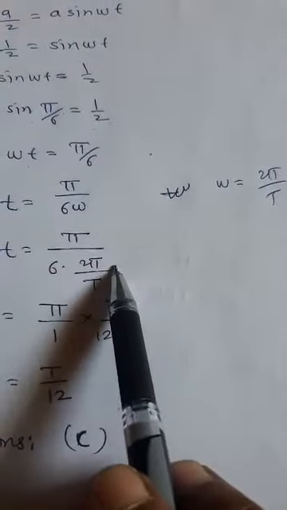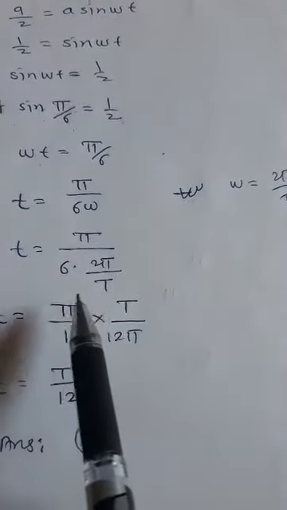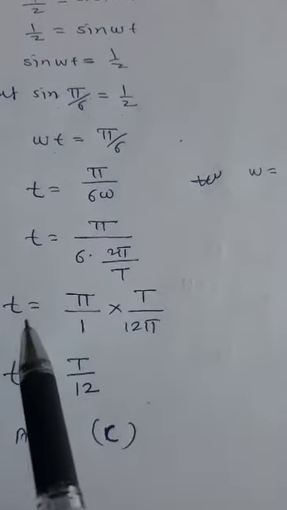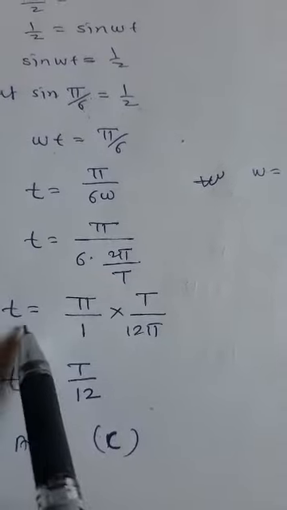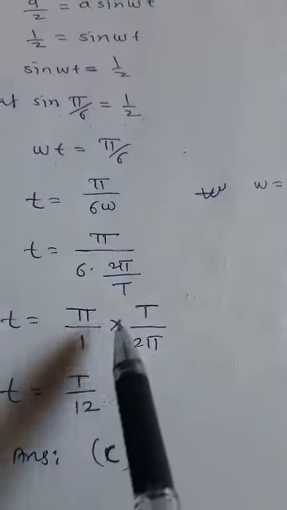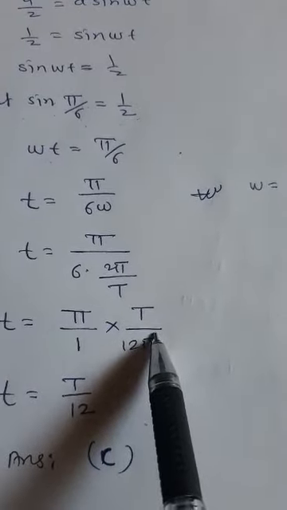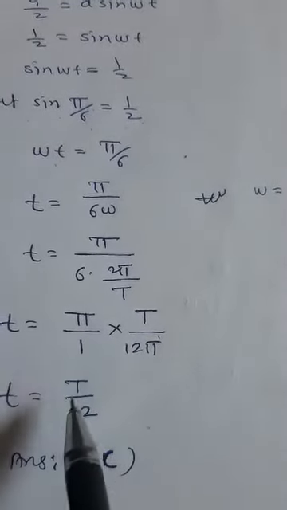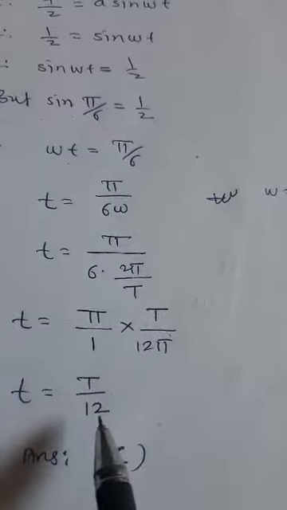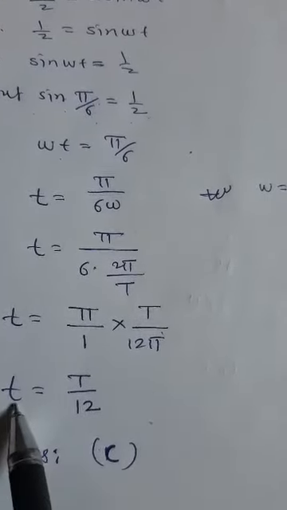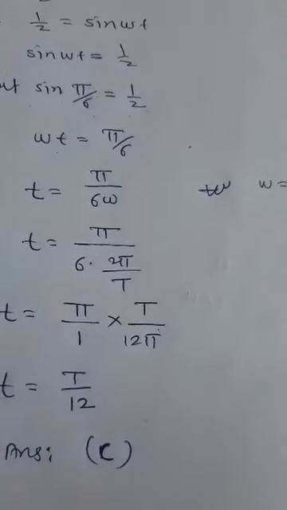Pi gets cancelled. On simplification, t is equal to pi divided by 1 into T divided by 12 pi. Pi gets cancelled. 1 into T and 1 into 12 is equal to 12. Therefore, t is equal to T divided by 12.